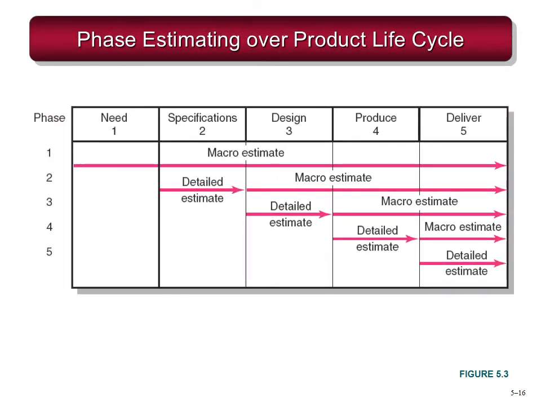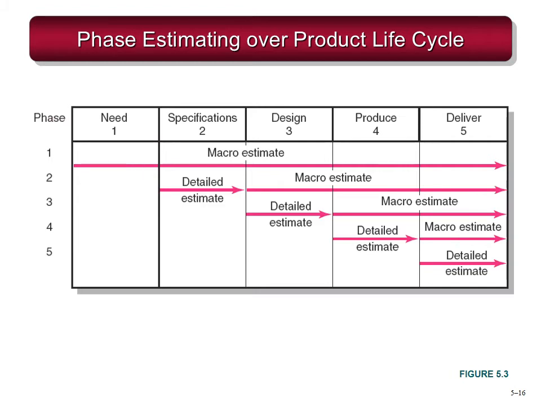This is the phased estimation technique, which is also called the hybrid technique. In phase 1, when the project just gets started or before it starts, we do a macro estimate because we don't have detailed information about the project. But as it progresses in phase 2 and phase 3, we get into more detailed estimates, rather than the top down or the macro estimate.